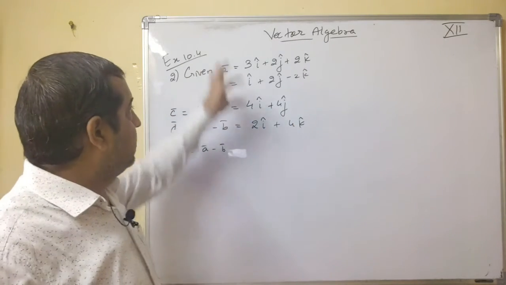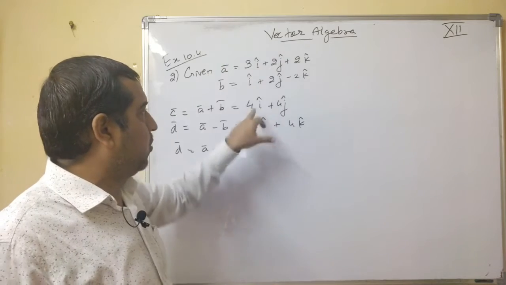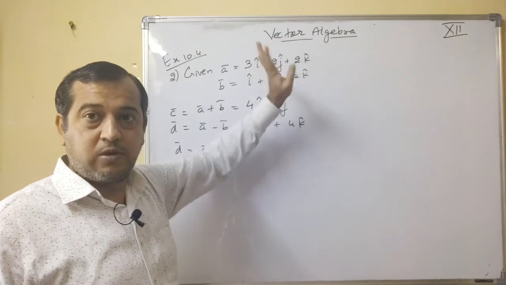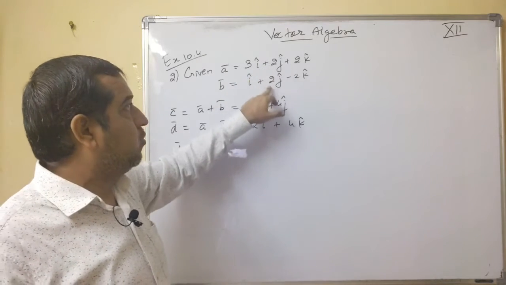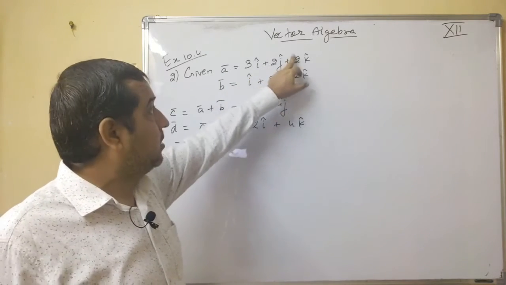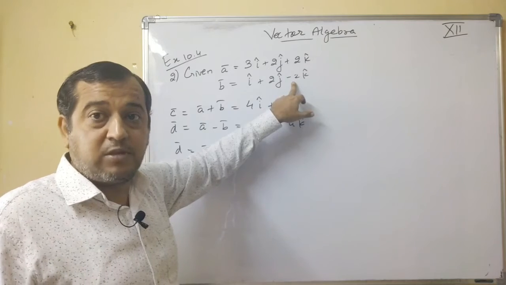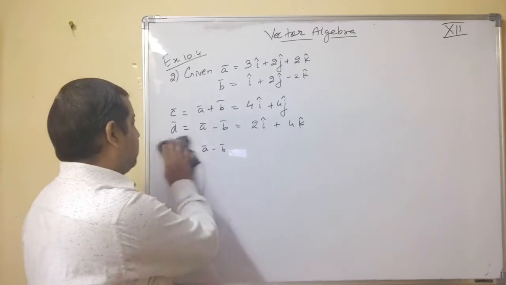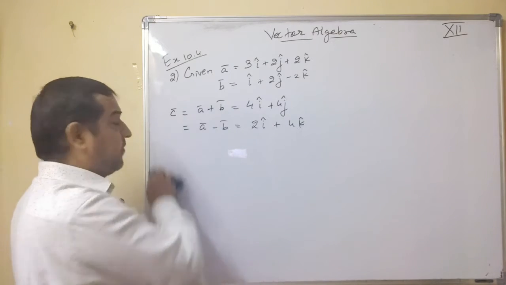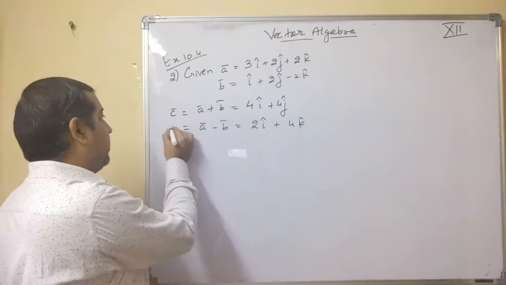In case of addition, 3 plus 1 is 4, 2 plus 2 is 4, and 2 plus of minus 2 cancels. In case of subtraction, 3 minus 1 gives you 2, 2 minus 2 vanishes, the j part vanishes, and 2 minus of minus means plus 2, it will be 4k. So these are the two vectors, and we have given them the names C and D.